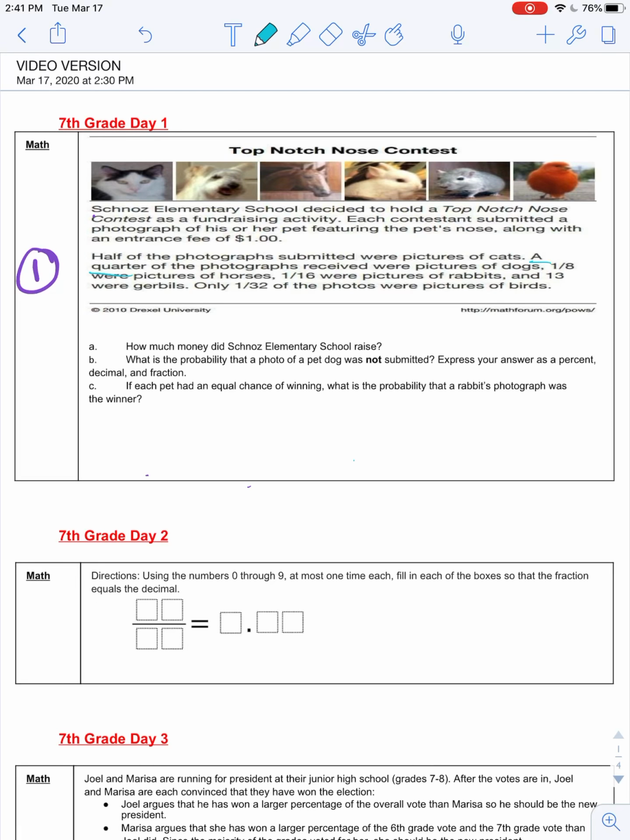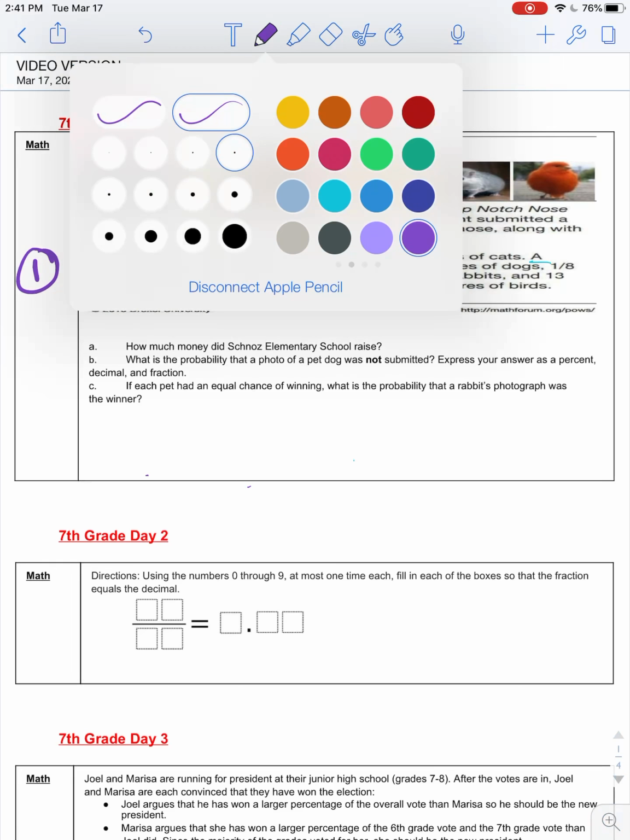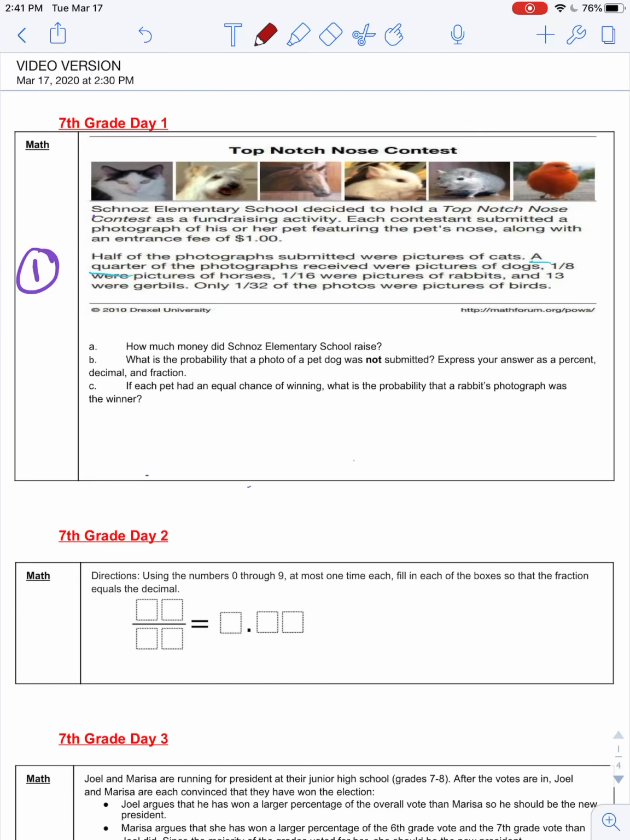Okay, C says, do purple for this one. Oh, we already did purple, didn't we? I guess we'll go with red. Alright, it says if each pet had an equal chance of winning, that means that if there was nothing changing, we weren't rigging it at all. So if we just went off of these numbers, what is the probability that a rabbit's photograph would be the winner? Okay, so rabbits are 1/16 out of the total. So you can leave it like that, and I would be fine with that.